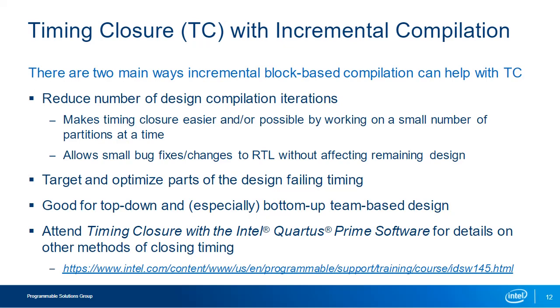Also, since you can make small bug fixes or RTL changes without affecting the rest of the design through partition preservation, again, fewer compilations are needed. The second way is through targeted optimization. By focusing optimization efforts on the parts of the design that are not meeting timing, the compiler can iteratively close timing on each of those parts until the entire design meets your timing requirements.